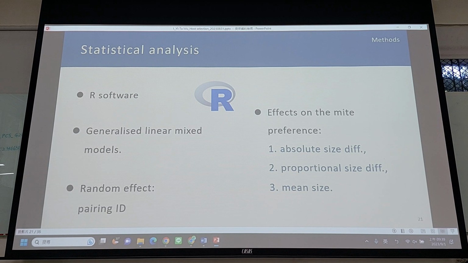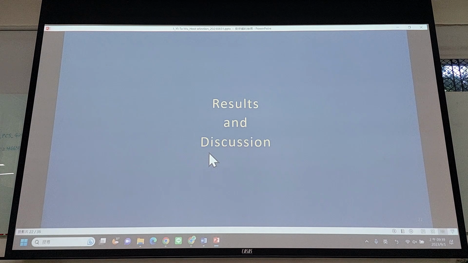We analyze our data using generalized linear mixed models. The fixed effects we use are absolute size difference, proportional size difference, and the mean size, to tell if the mites have a preference on it. And the random effect is the beetle ID.